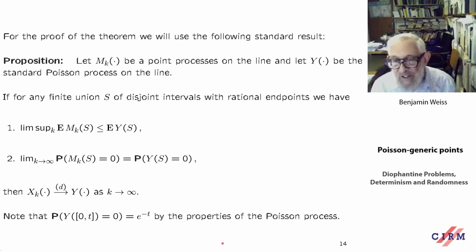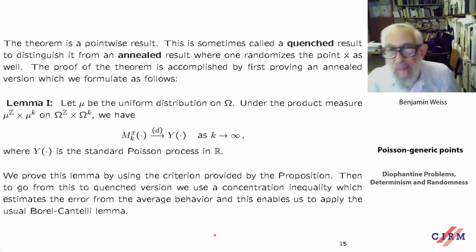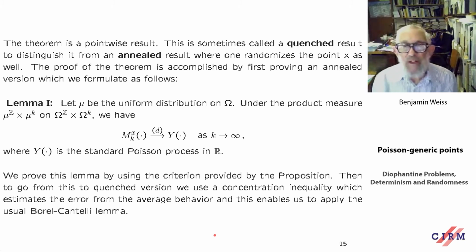In the next couple of slides, I'm going to give a brief sketch of how to prove the theorem. The theorem is a pointwise result. In statistical mechanics and probability theory, these are called quenched results. And this is to be distinguished from an annealed result where one randomizes the point x as well as the block omega.